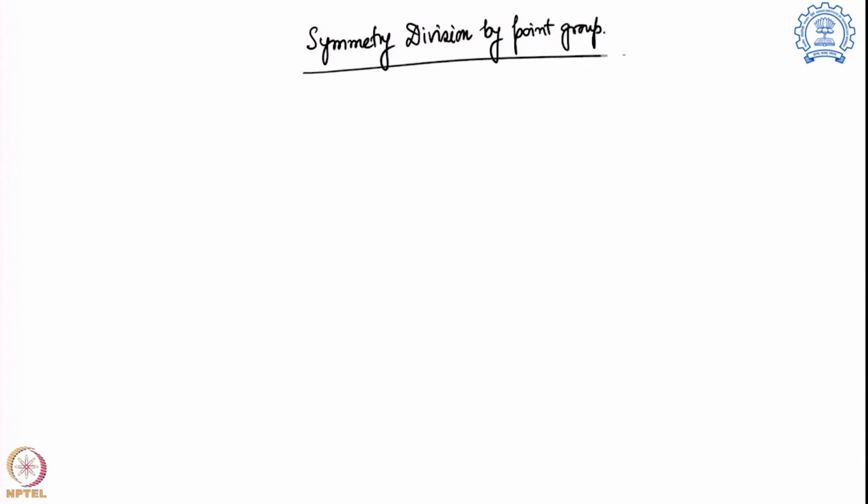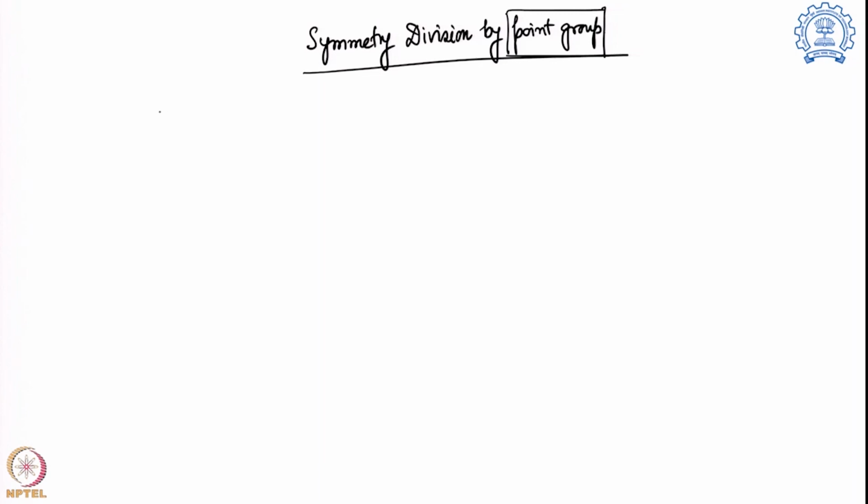So, now we are going to do symmetry division by point groups. So, what does this term point group mean? Point group means a mathematical group which is proposed and derived with respect to the different symmetry operations this particular molecule has.